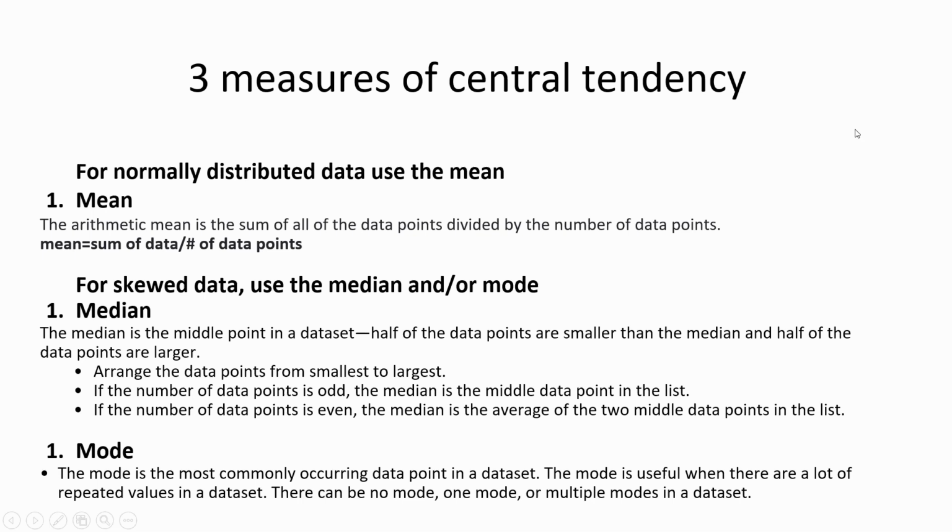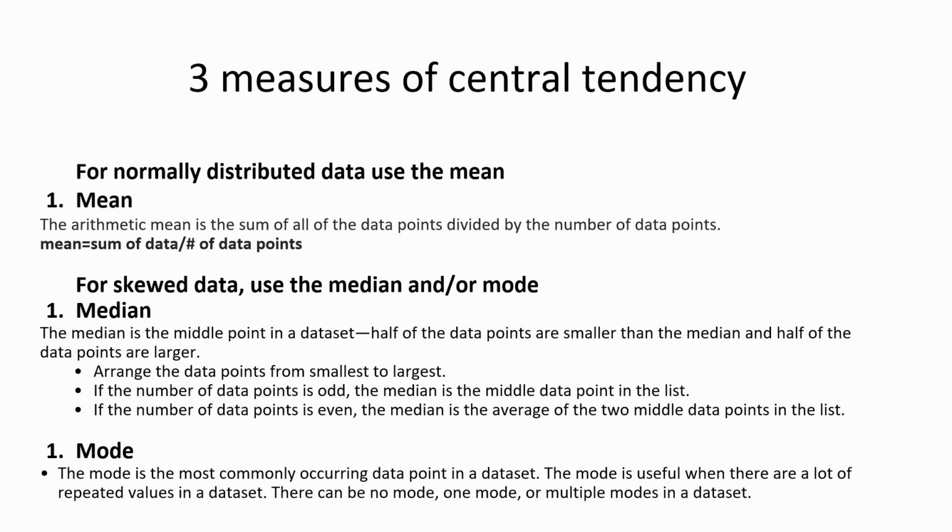Okay, there we go. 3 measures of central tendency. For normally distributed data, that nice symmetric unimodal bell-shaped curve, you normally want to use the mean. Everybody here knows what a mean is, right? We're normally talking about the arithmetic mean. There are other kinds of means, but the mean that we normally use is you just add up all the values and you divide by the number of data points. Pretty simple.